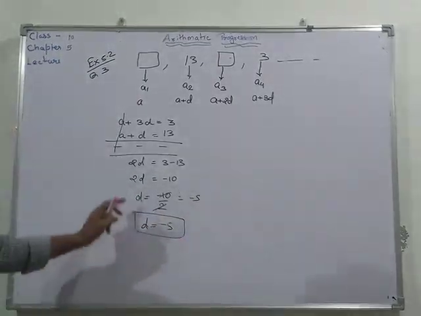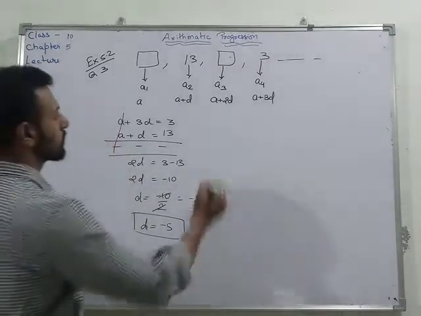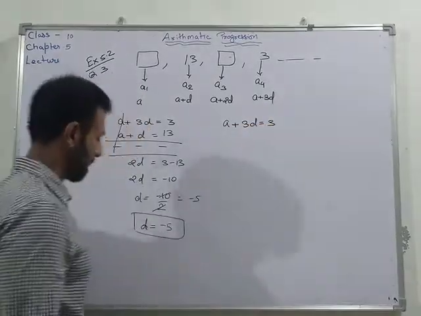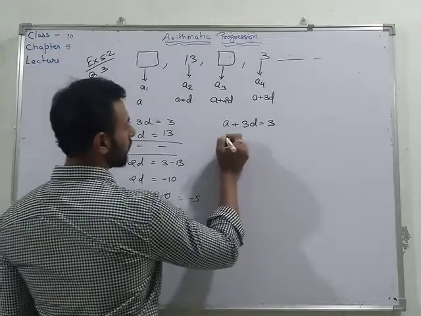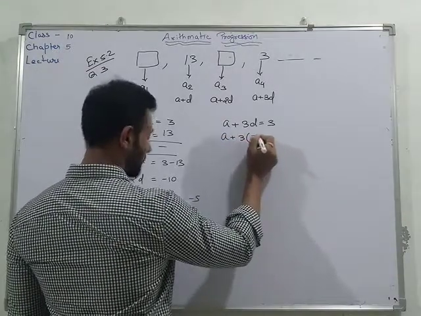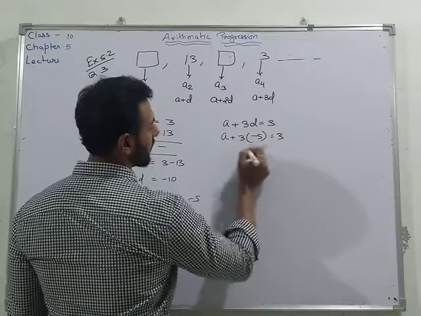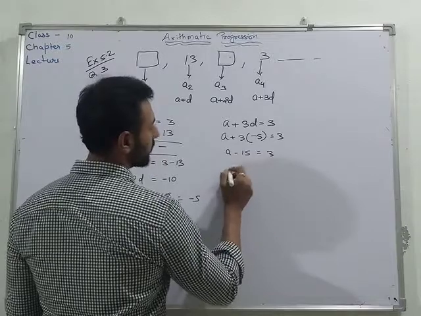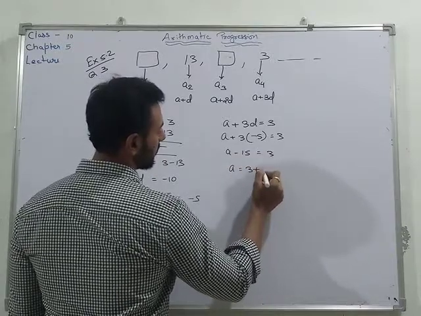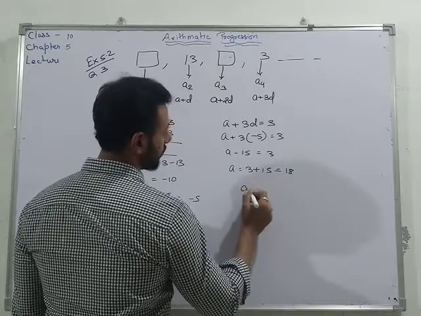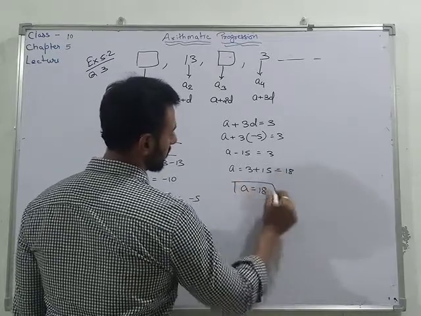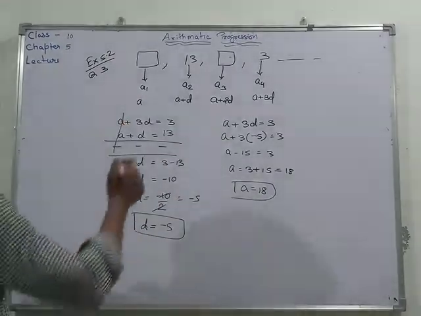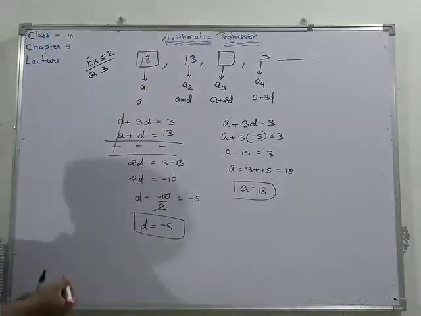Substituting this value in any of the equations. So A plus 3D is equal to 3. Substituting the value of D, A plus 3 into minus 5 is equal to 3. 3 fives are 15, A minus 15 is equal to 3. Taking this 3 to the right hand side, it will be 3 plus 15, which is equal to 18. So the value of the first term A is 18. A1 is A, so your first term is 18.